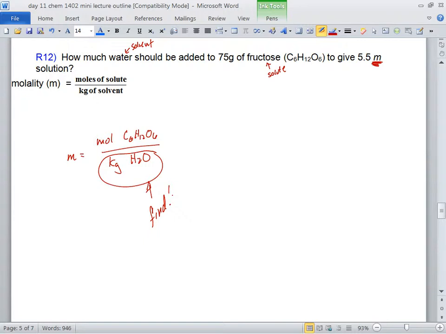So it's just like all the problems. In these concentration problems, there's always 3 variables. They always give you 2, and you always have to solve for the third one.